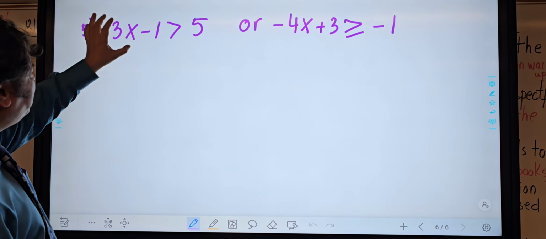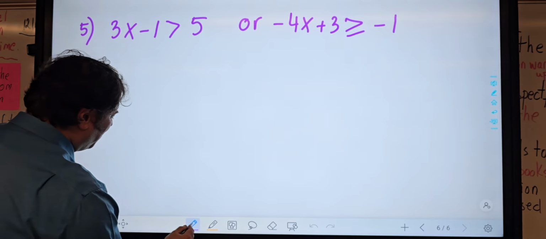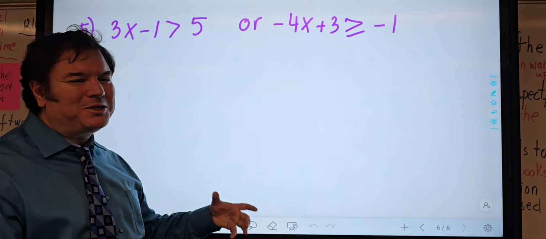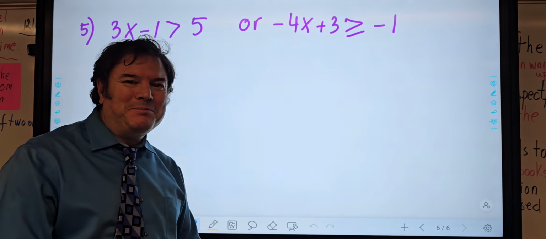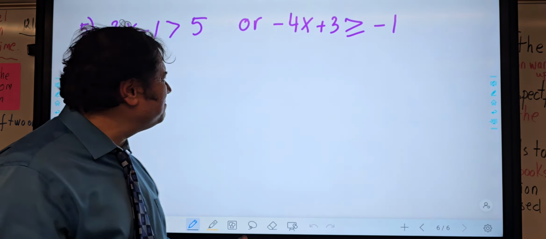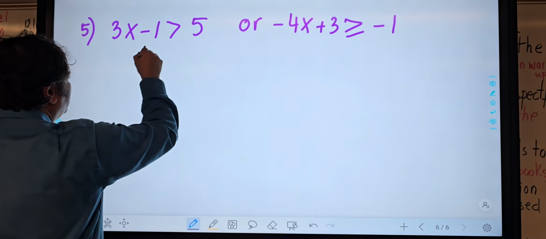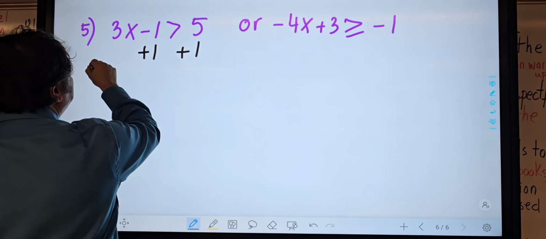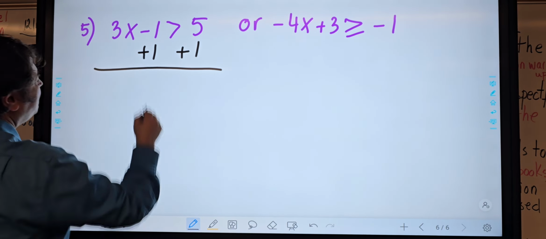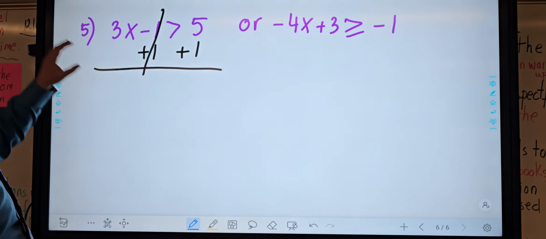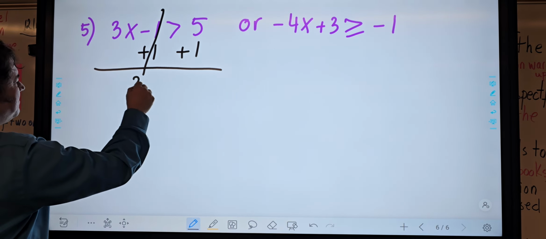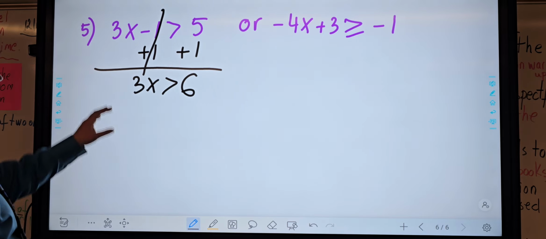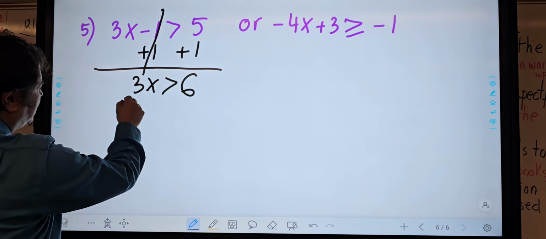And the first inequality, we have to add 1 on both sides. Again, similarly to solving equations, we follow the same steps, not that complicated. Okay, so let's add 1 on both sides. Whatever we do to one side, we do to the other side. 1 and negative 1 cancels out. We are left over with 3x greater than 6. And then we have to divide both sides by 3.